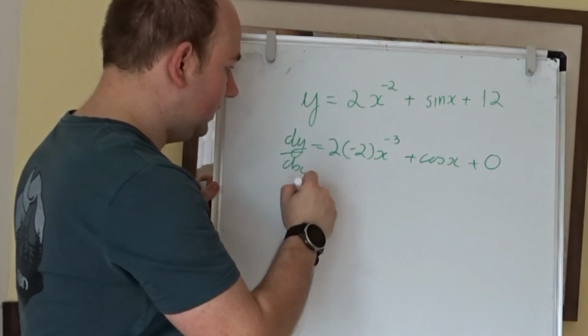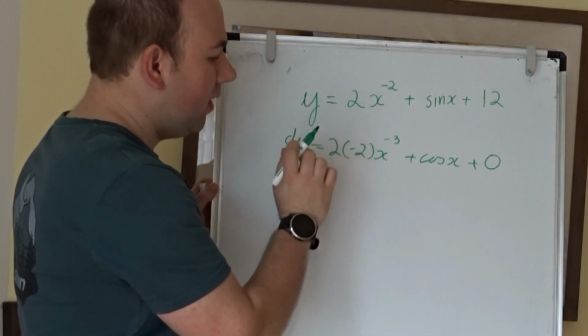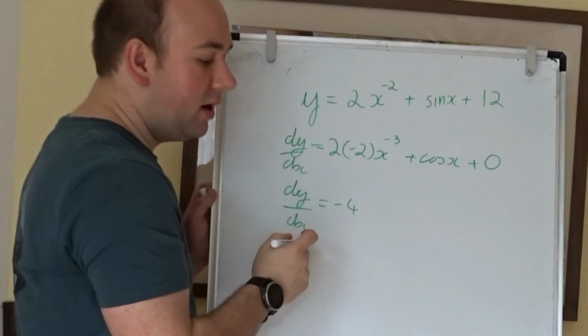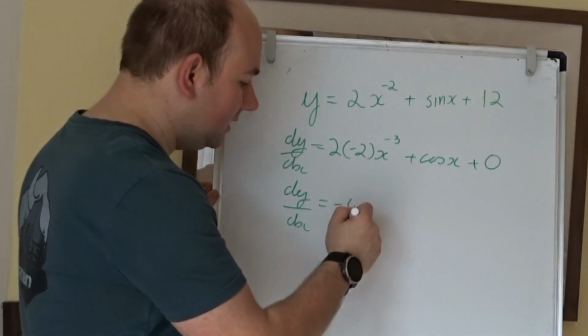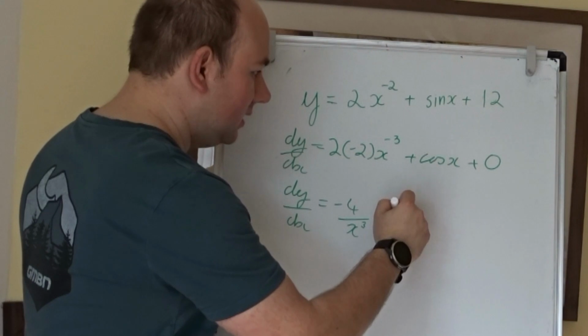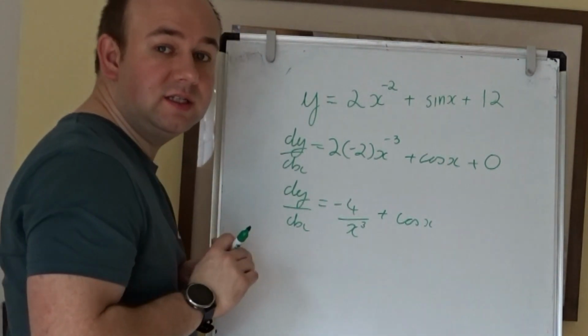So dy by dx is equal to minus 2 times 2 is minus 4. X to the minus 3 is the same as writing this 4x over x cubed plus this cosine x. So that's how you do summations of this.